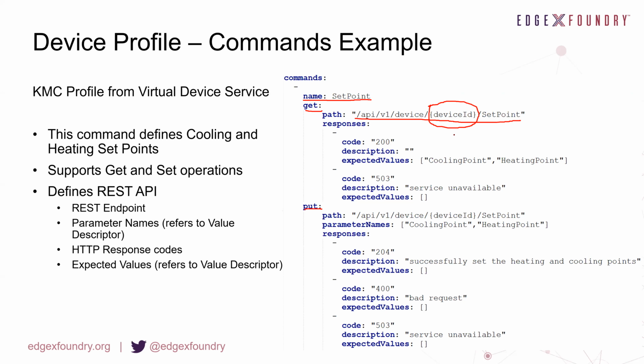If I had 2 or 3 or 4 identical thermostats that were distributed around, we can use this profile to serve all of them. And this device ID field here gets provisioned by metadata to actually translate into the command. We define our HTTP responses that are expected. We'll either get a 200 with its OK, here's the values, or a 503, it's unavailable.